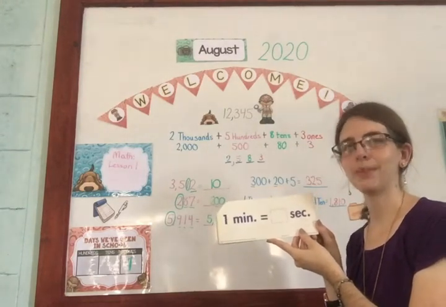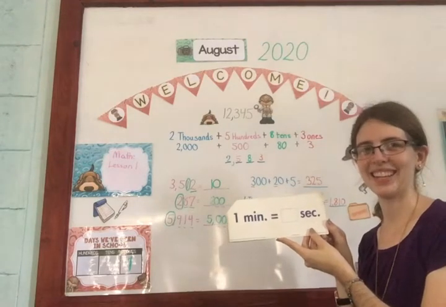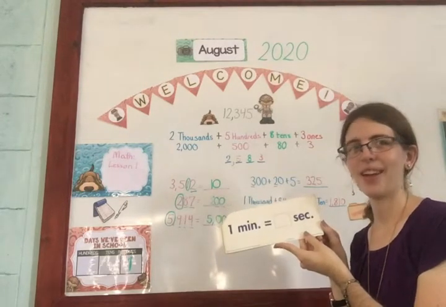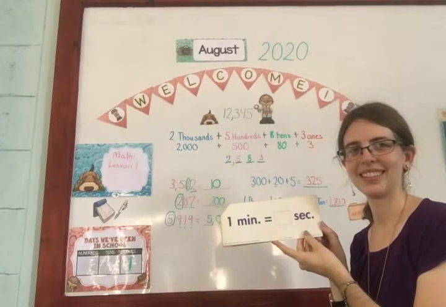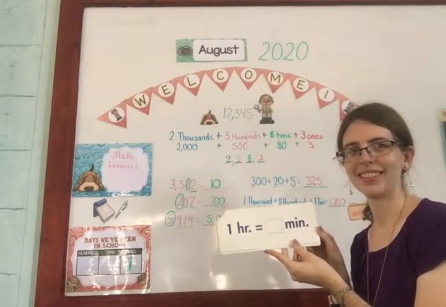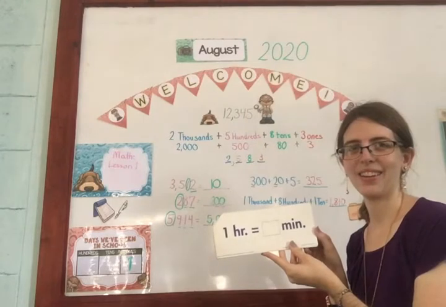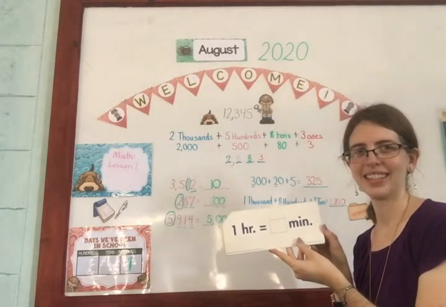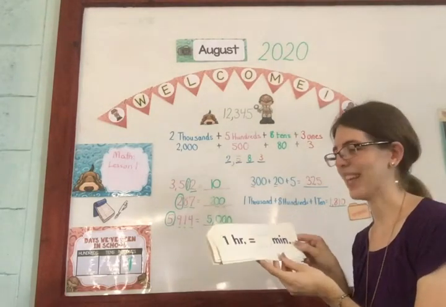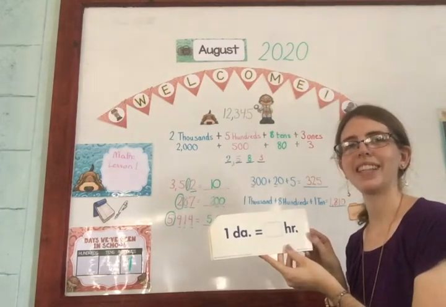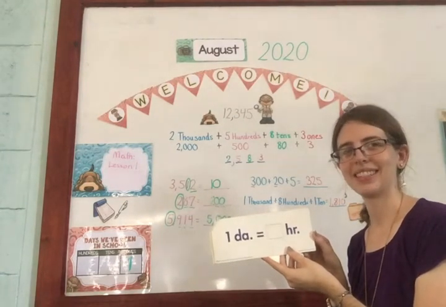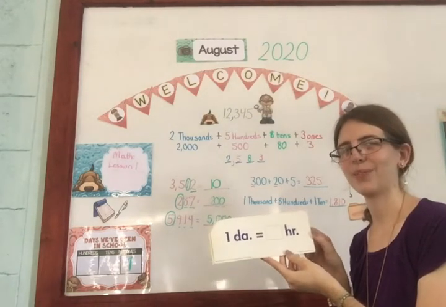1 minute equals 60 seconds. Good. 1 hour equals 60 minutes. Good. 1 day equals 24 hours. Good.